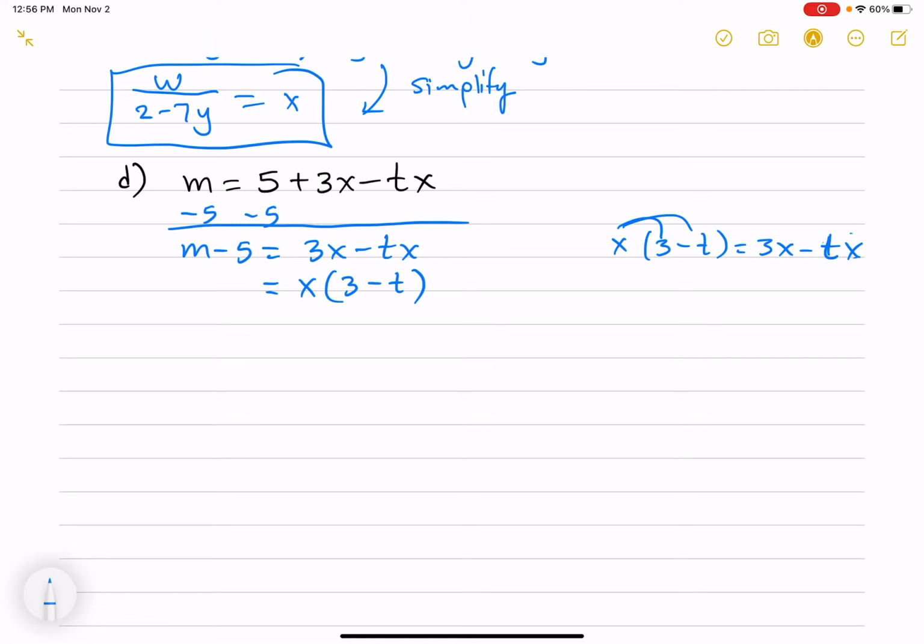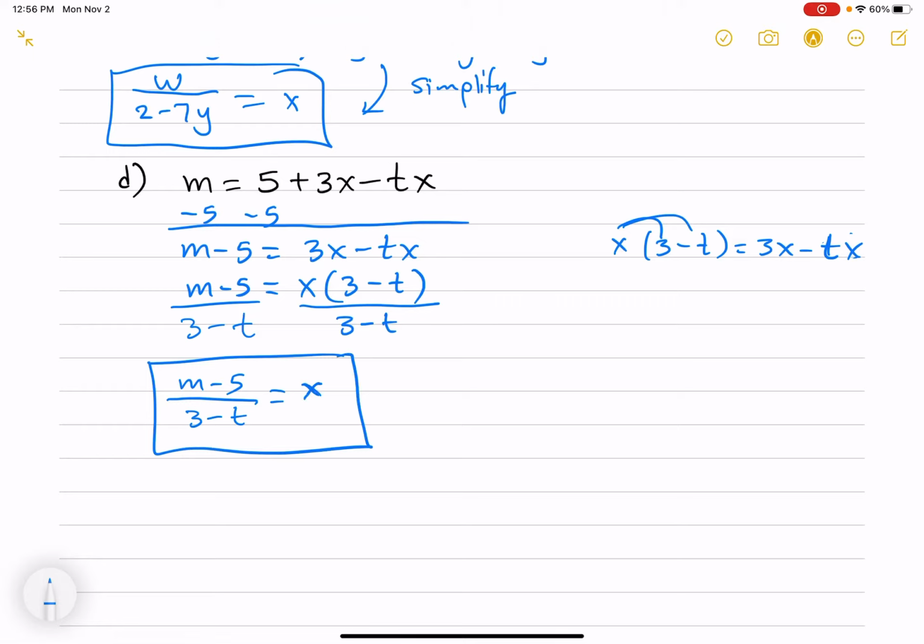And so that's what allows me to pull that x out. On the left side, we leave it the same way. And so to leave that x by itself, all you have to do is divide by 3 minus t. And this will give us our final answer.